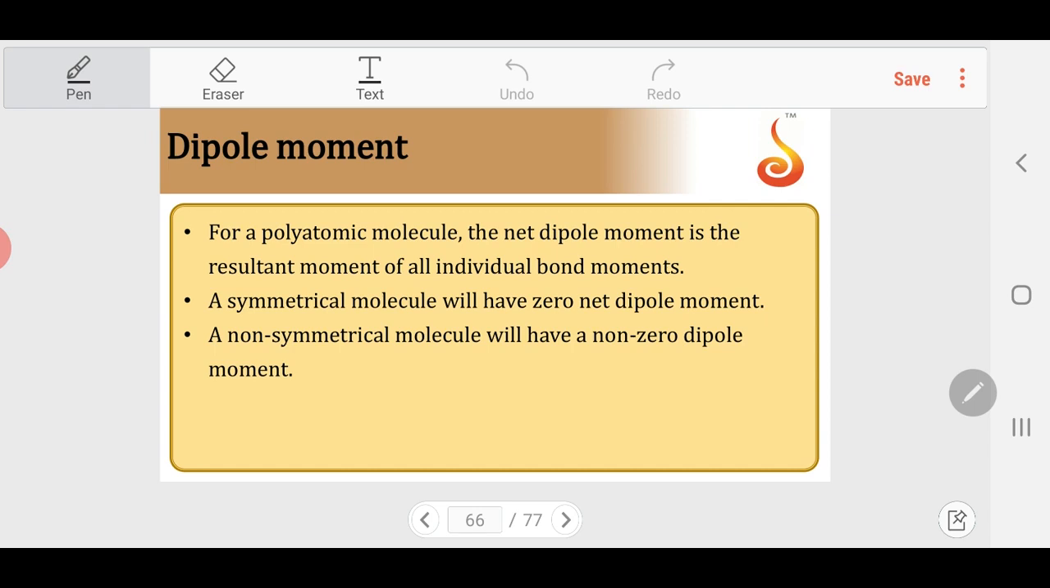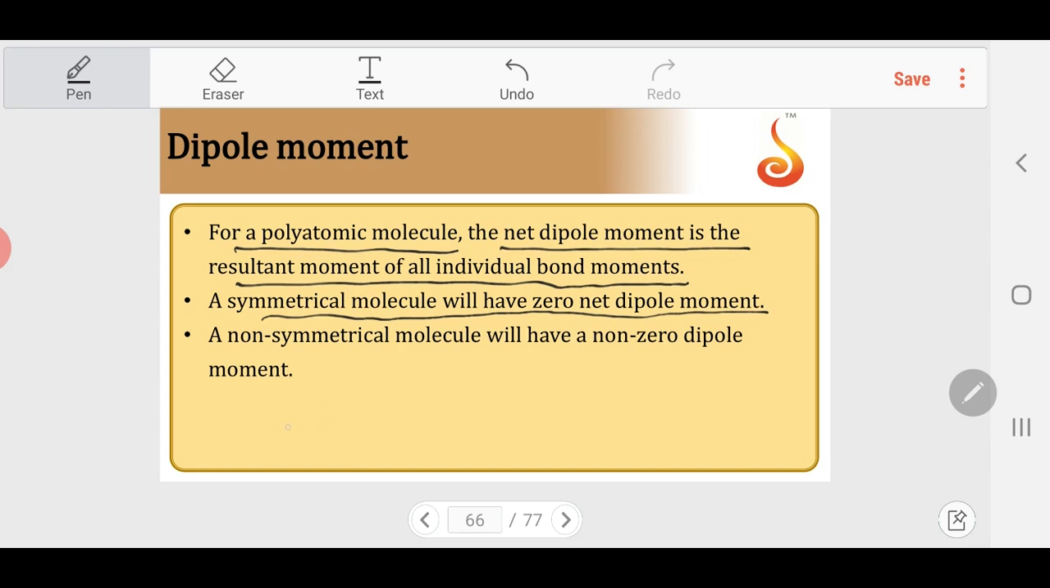If it is a diatomic molecule, usually we can find out e into d. If it is a polyatomic molecule, for each of the polar bonds, we have to find the bond moments and take the vectorial resultant of all these bond moments. So for a polyatomic molecule, the net dipole moment is the resultant of all the individual bond moments. In a symmetrical molecule, the net dipole moment becomes 0. Even though there are polar bonds, the molecule being symmetrical, the bond moments will cancel out.